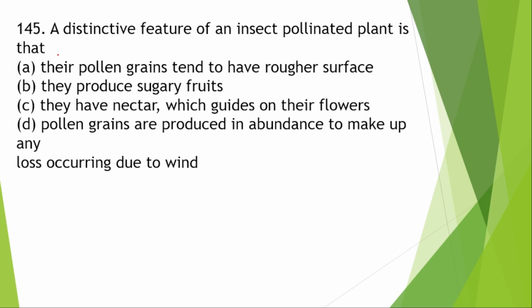145. A distinctive feature of an insect pollinated plant is that A. Their pollen grains tend to have a rougher surface. He is asking insect pollinated. B. They produce sugary fruit. C. They have nectar which guides on their flowers. D. Pollen grains are produced in abundance to make up any loss occurring due to the wind. So here the right option is option A. Their pollen grains tend to have a rougher surface.